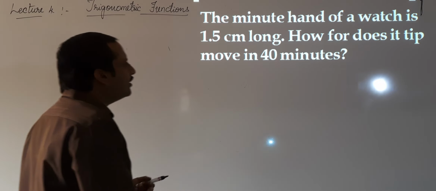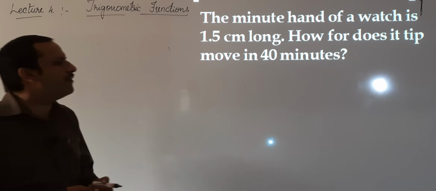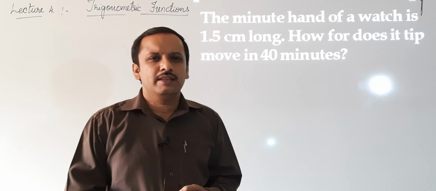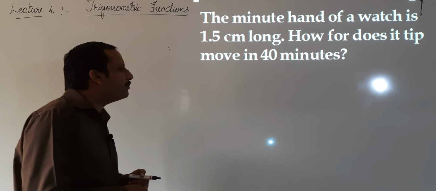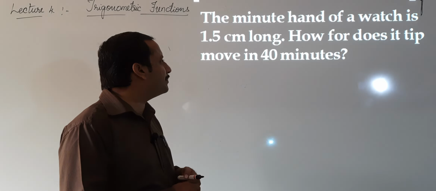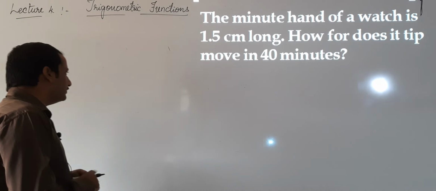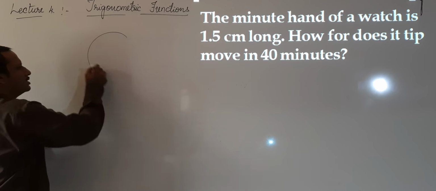The minute hand of a watch is 1.5 centimeter long. How far does its tip move in 40 minutes? The minute hand of a watch is 1.5 centimeter long. How far does its tip move in 40 minutes? Minute hand of a watch. Let me consider a watch here. Watch, a clock.